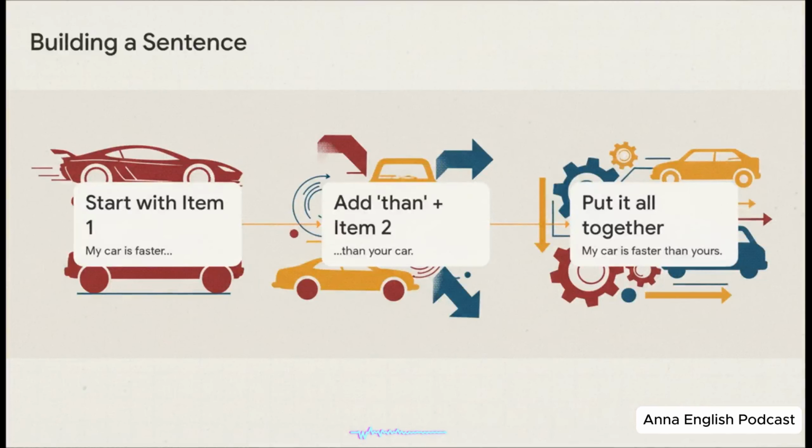Let's actually build the sentence together, step by step, so you can see it in action. First, you start with the first item and the comparison. So, my car is faster. Easy. Then you add that little connecting word, than, and the second item, then your car. And when you put it all together, you get a perfect natural sentence. My car is faster than yours.